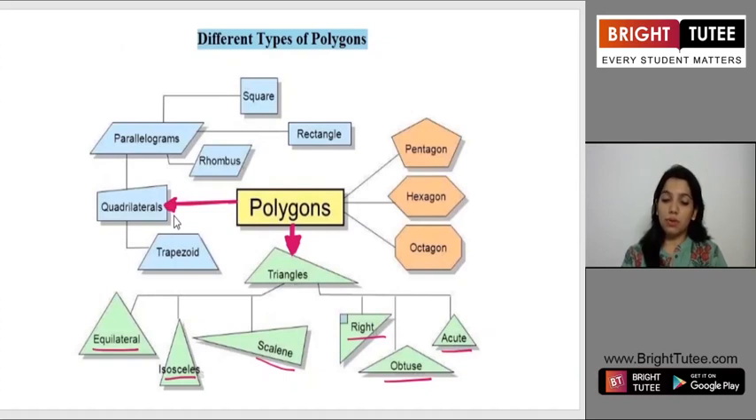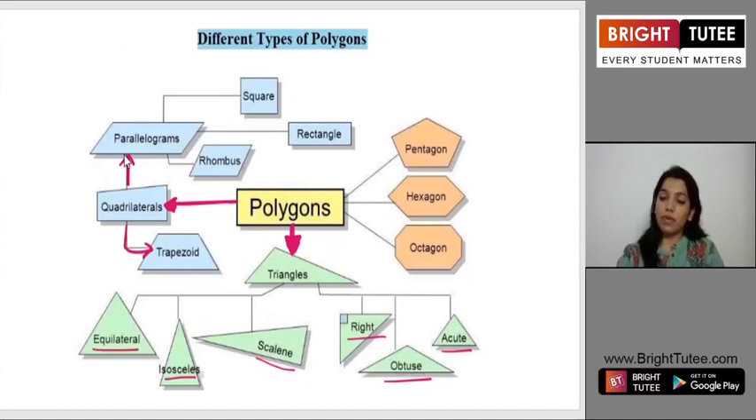Quadrilateral can be a trapezoid. Trapezoid is another name for trapezium. Okay, so quadrilateral can be a trapezoid. It can be a parallelogram. And we have got several subdivisions for a parallelogram. What are these subdivisions? It can be a square, it can be a rhombus, it can be a rectangle, it can be a kite. So these are all the subdivisions for a parallelogram.